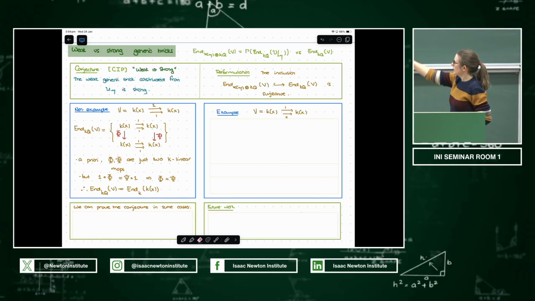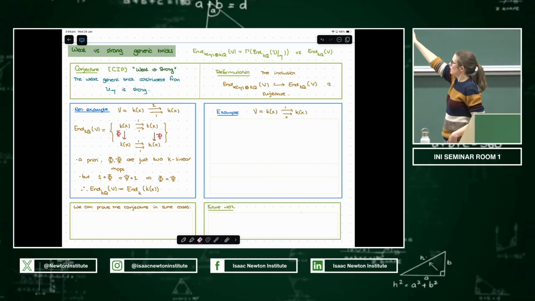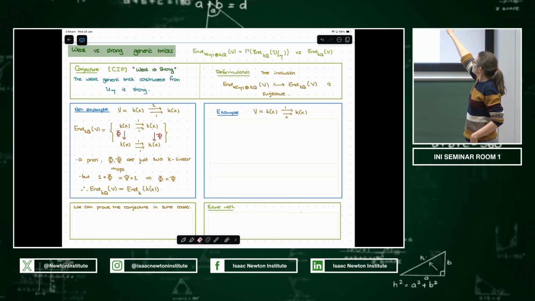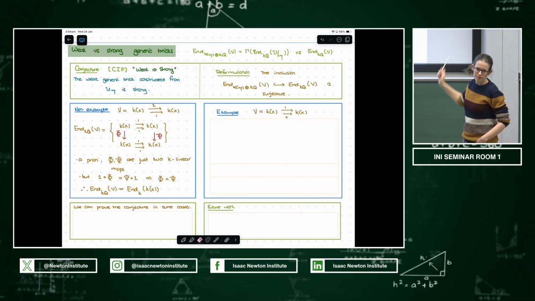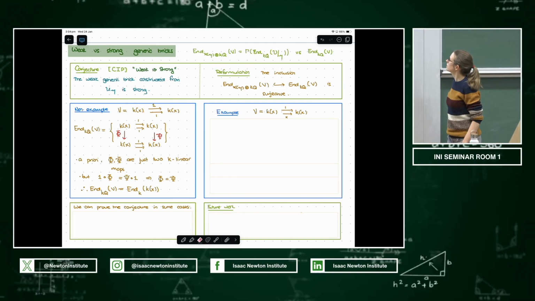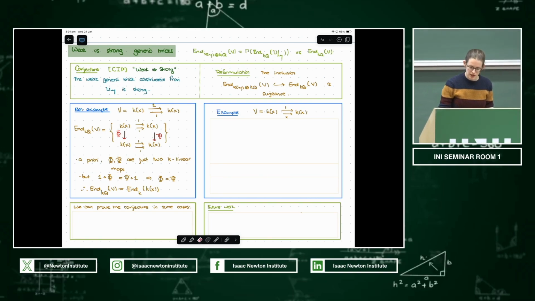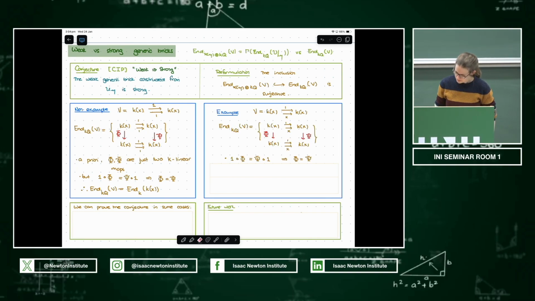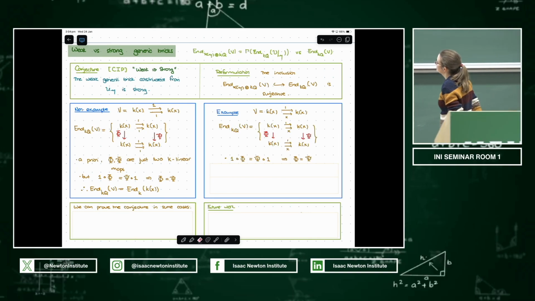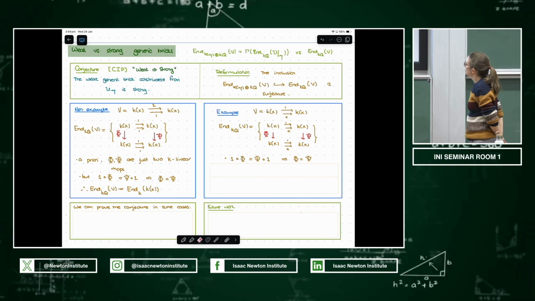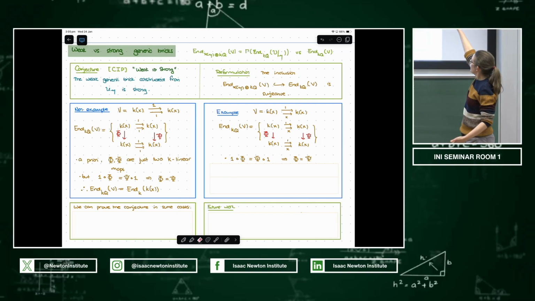So let's, again, suppose that we have two copies of KX. We have two arrows. One of them is the identity, but one of them is X, multiplied by X. So again, let's try to write down these endomorphisms. So okay, again, I need phi and I need psi.